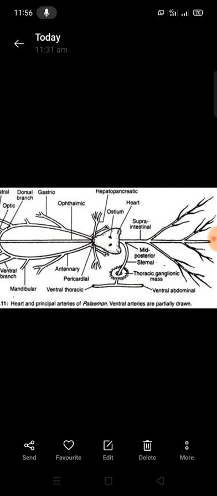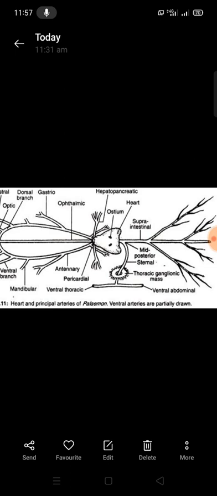The first one is the supraintestinal artery. It runs backward along the dorsal surface of the intestine. It supplies blood to the midgut. The second one is the sternal artery. It supplies blood to the thoracic ganglia, and it is also divided into two branches: the ventral thoracic artery and the ventral abdominal artery. The ventral thoracic artery supplies blood to the thoracic sternum and the thoracic appendages. The ventral abdominal artery supplies blood to the abdominal sternum and the abdominal appendages.